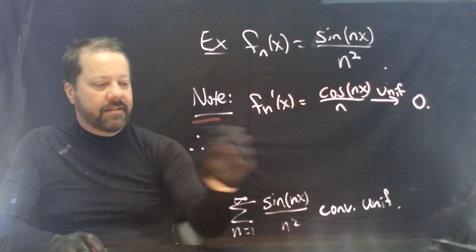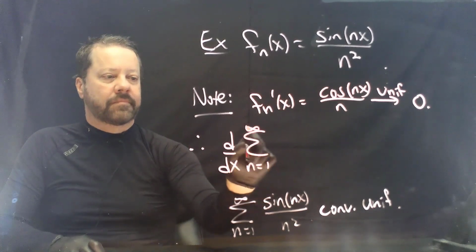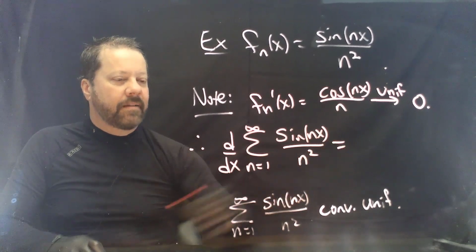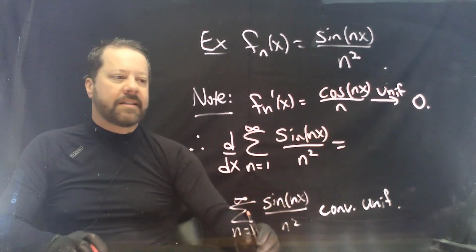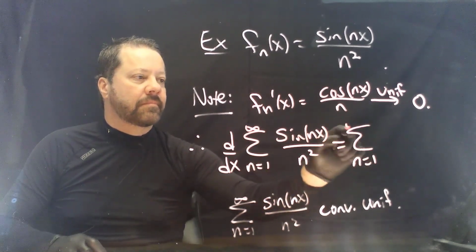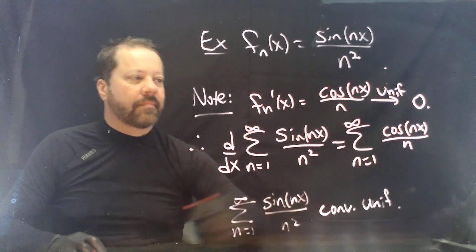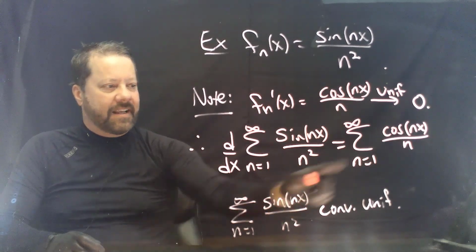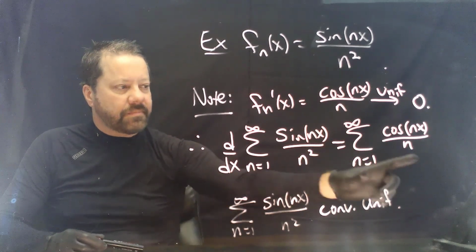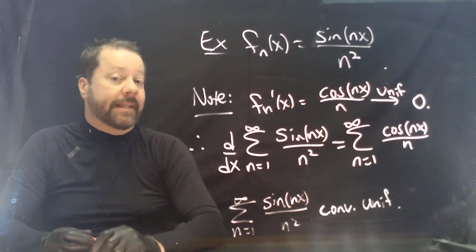We deduce then that the derivative of the series is equal to the sum of the derivatives. Remember that a series is really the limit of the sequence of partial sums. And so we're thinking of this as the limit of the sequence of partial sums of the terms involving cosine of nx over n.